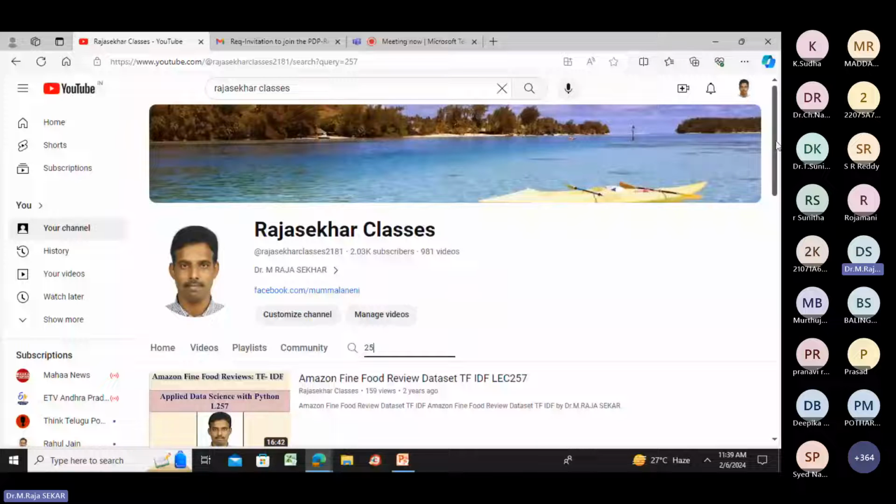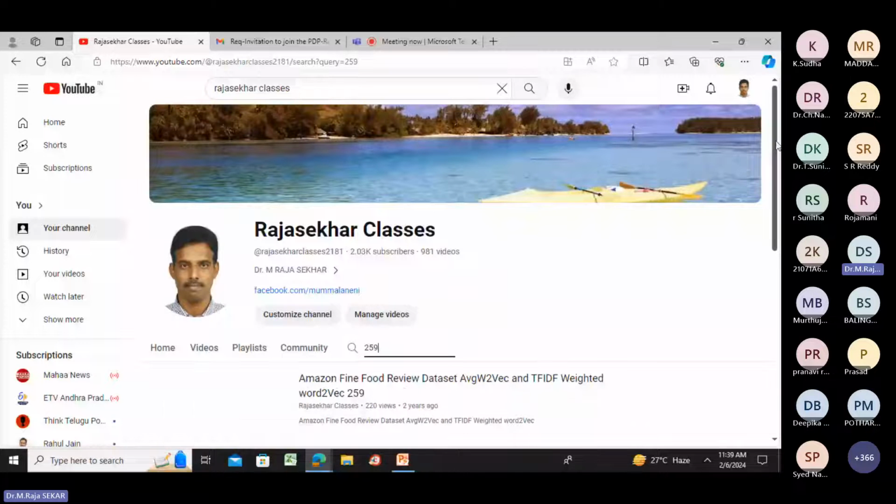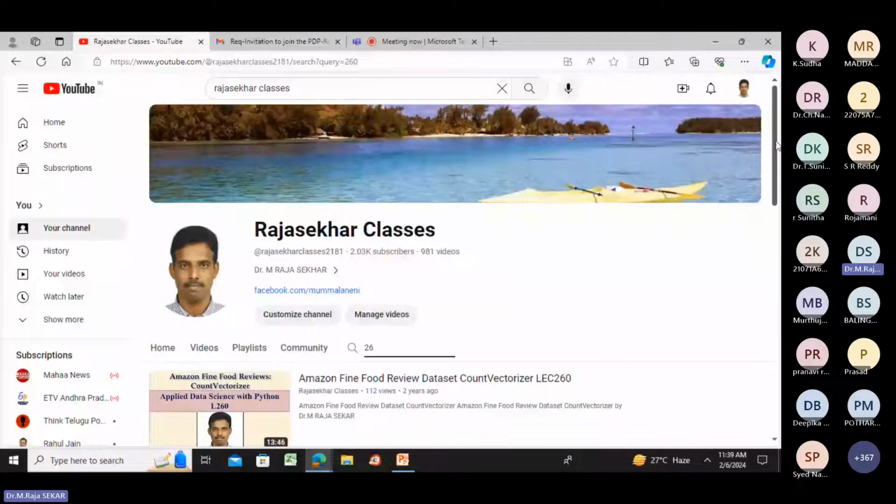As I told you, in this particular session, NLP is not included. This is also word to vec. This is the weighted one. Next, this is a count vectorizer. This is also related to natural language processing. This is text processing. Just wait for a few seconds. Review data, bag of words. Just wait for a minute or two. We will come to the original discussion. Yes, I'm searching. This is code for TF-IDF.